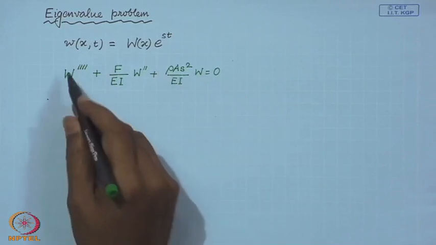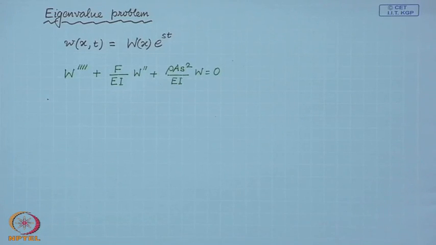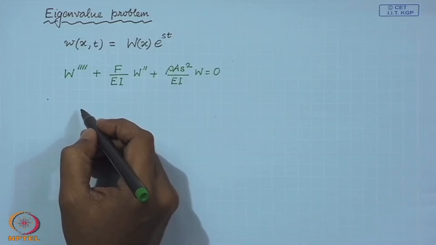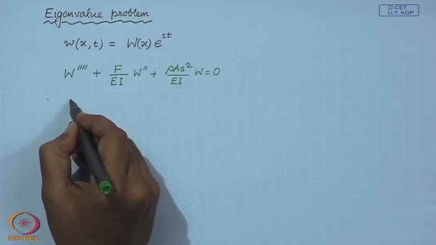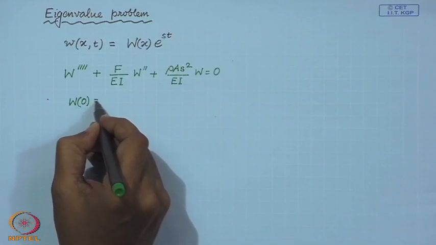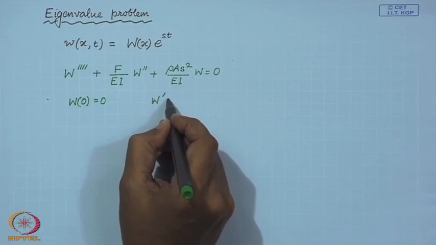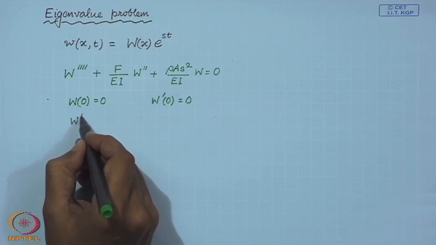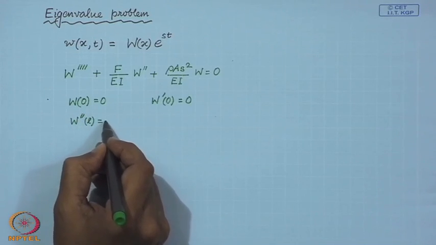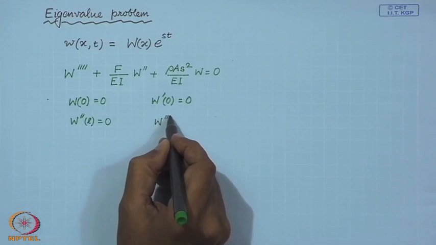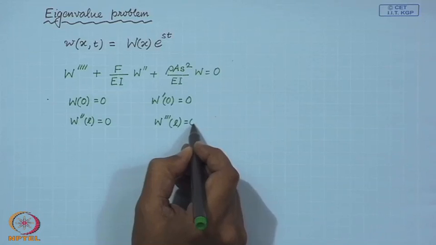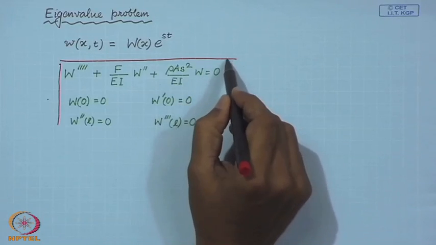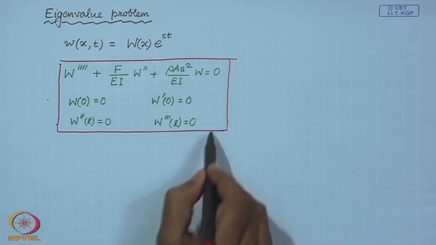so that is the differential equation for the eigenvalue problem, and along with this we have the boundary conditions, so this describes the eigenvalue problem.